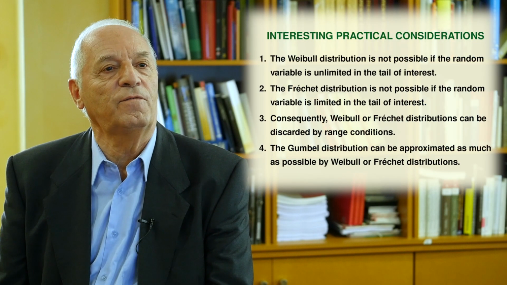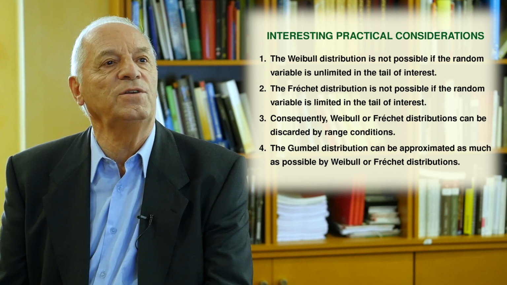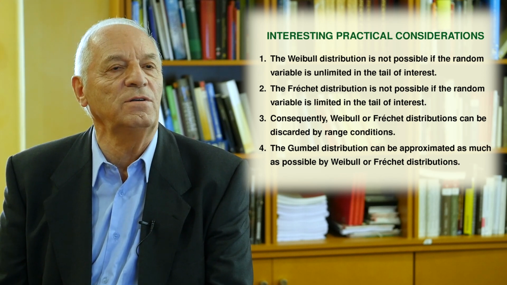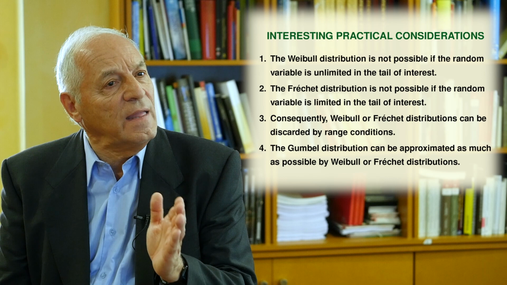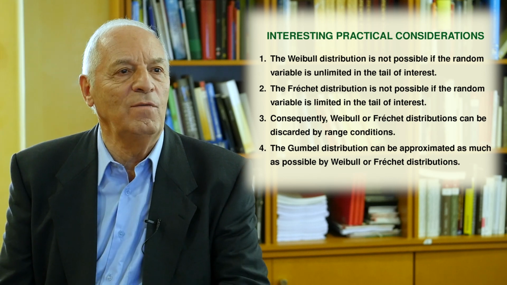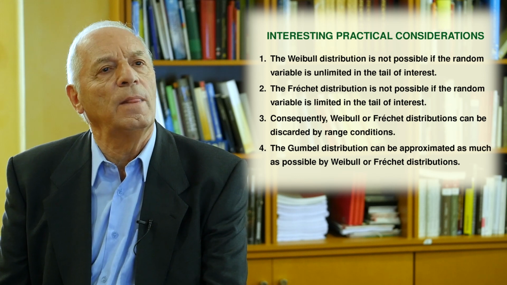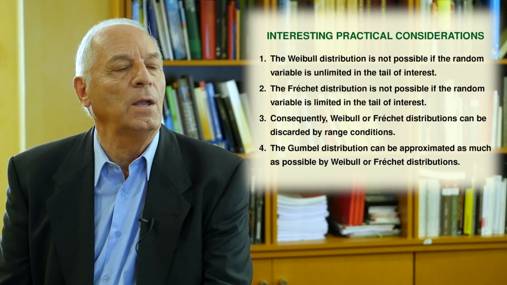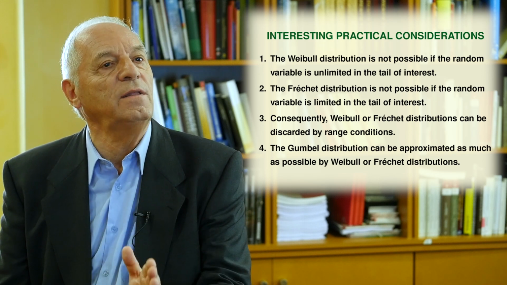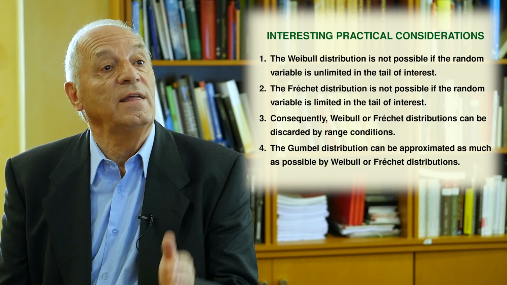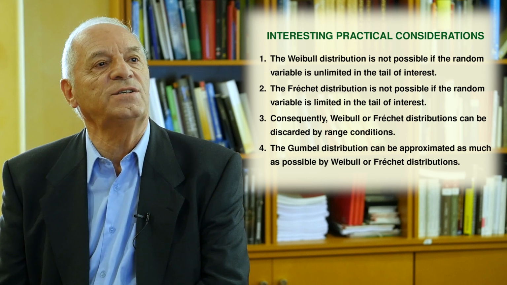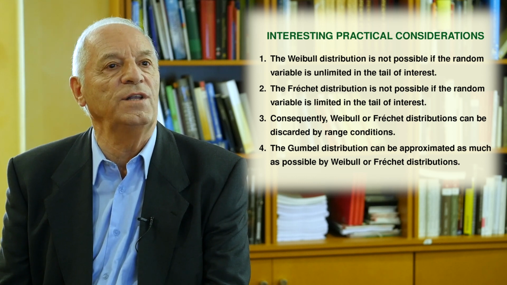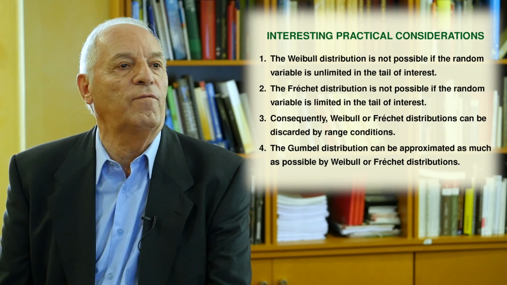But even more, because of the theory of extremes, we know that the Weibull distribution is not the limit distribution if the random variable is unlimited. If I have a random variable that can reach values as large as possible, Weibull won't be the limit distribution for that variable; it will be Fréchet. On the contrary, if the distribution is limited on the right-hand side, then the Fréchet distribution cannot be the limit distribution. So I can decide between Weibull and Fréchet only knowing the range of the random variable we are working with.